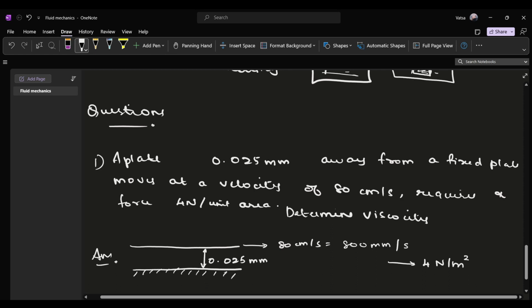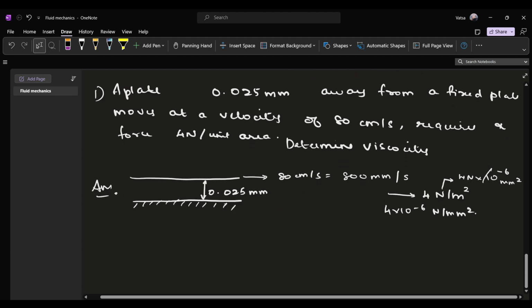So we will be converting this 4 Newton per meter square into 4 Newton into 10 power minus 6 per millimeter square. So 4 into 10 power minus 6 Newton per millimeter square. That's it, right? So now we have all the values.